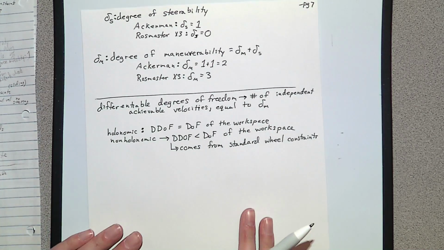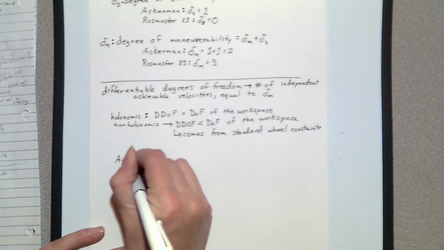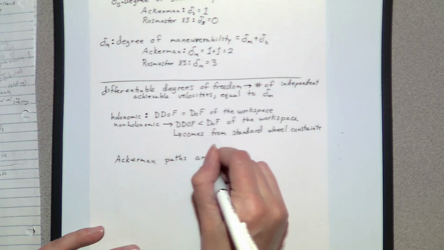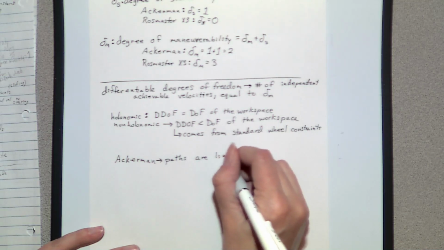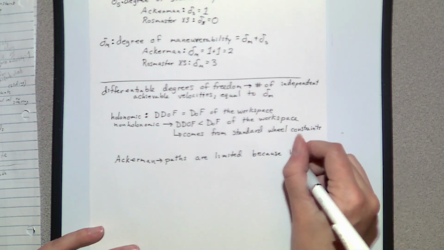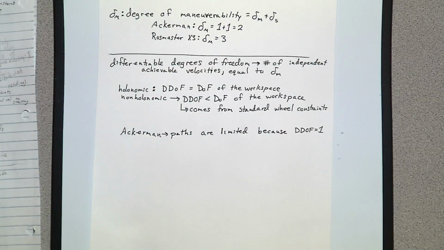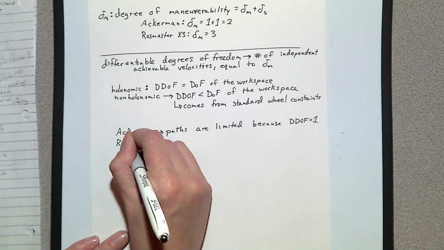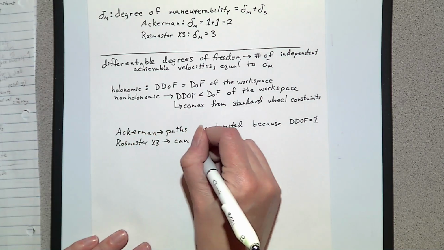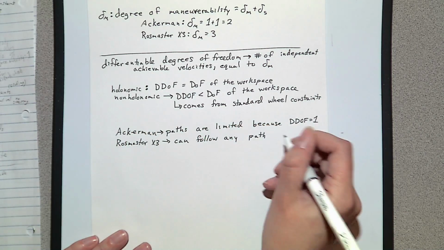Right. And so I guess what we can say then is Ackermann robots are limited because our differentiable degrees of freedom is 1, and our Rosmaster X3 can follow any path in the workspace.